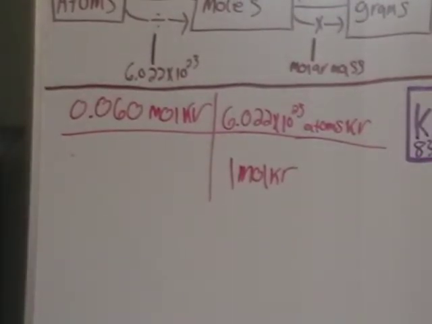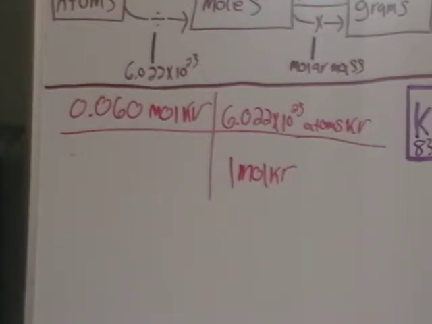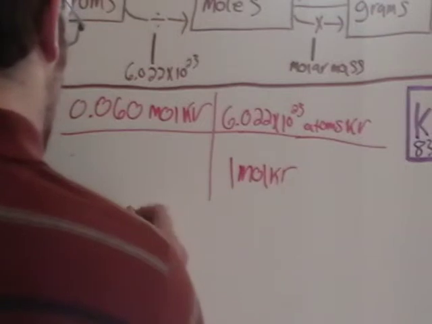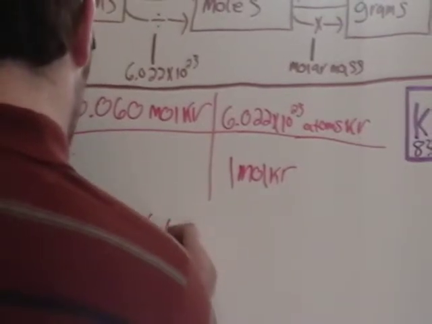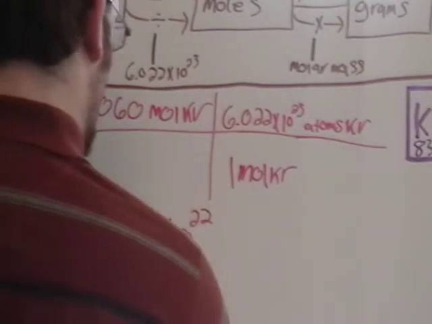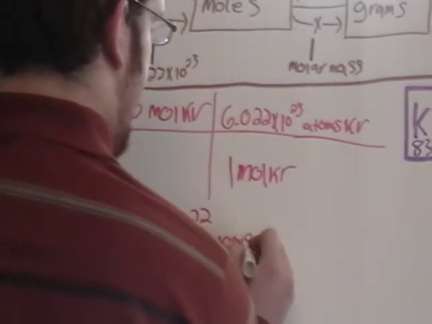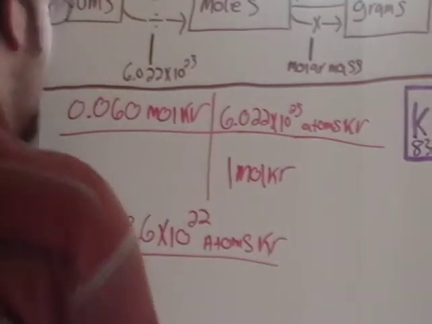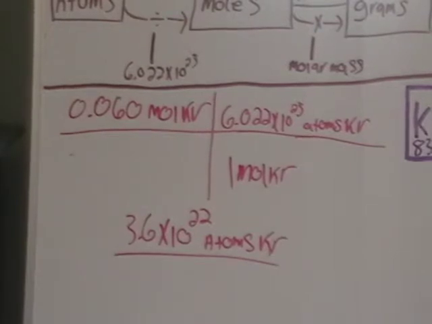We can do 0.060 moles of krypton times Avogadro's number, which is 6.022 times 10 to the power 23. And that gives us 3.6 times 10 to the power of 22. And this is atoms of krypton. So now we found out that in 5 grams of krypton, this is how many atoms are in that 5 grams. And this is a big number, as you can see, because there's a lot of atoms that make up a molecule.